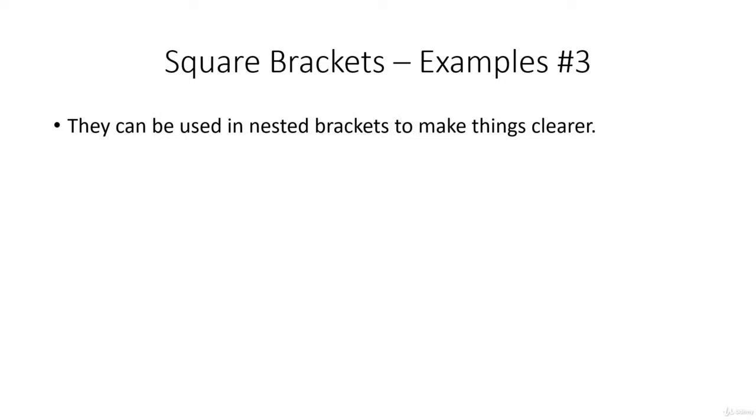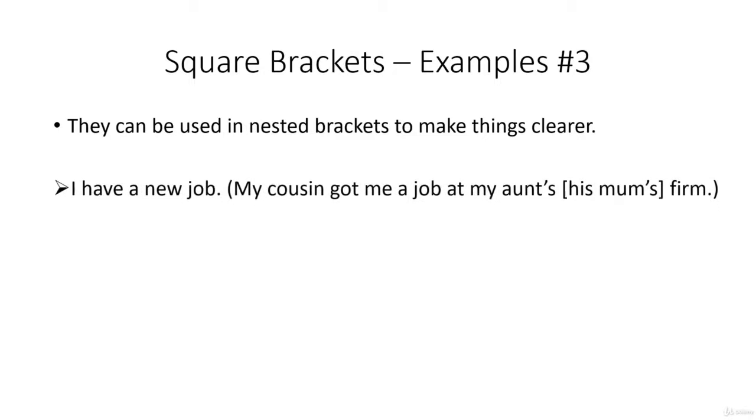They can also be used in nested brackets to make things clearer and easier to read. I have a new job. My cousin got me a job at my aunt's [his mum's] firm. And here we see the comment is in brackets: my cousin got me a job at my aunt's firm. Because people weren't sure who my aunt was, it's clearing up that my aunt is my cousin's mum. And so they put that in square brackets just to use a different type of bracket than the main comment.